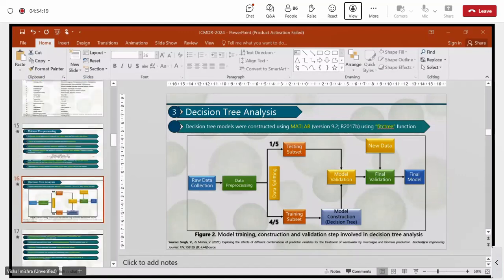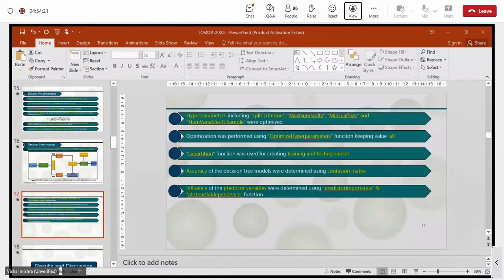So now the hyperparameters which were selected included the split criterion. These are the functions which you use in MATLAB easily. Minimum leaf size and numerical variables to sample were optimized. Optimization was performed using the optimized hyperparameters function keeping the value all. That means all has to be considered.